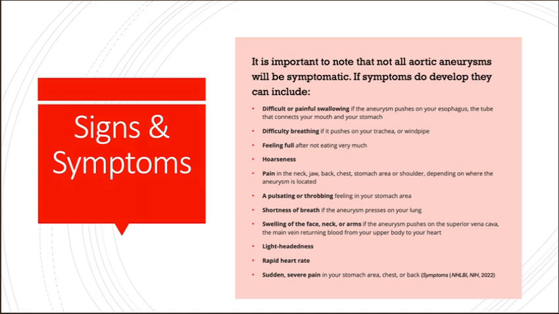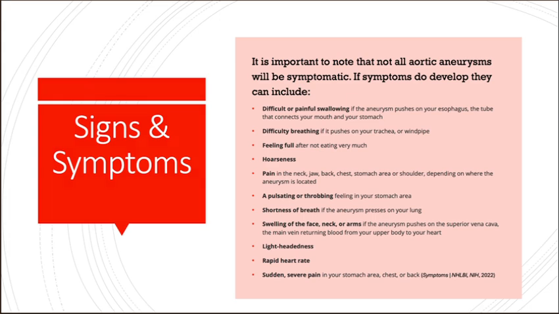Signs and symptoms of an aortic aneurysm can be difficult to identify sometimes because they're rather vague in the initial stages. So, some things that we may see from patients who are experiencing an aortic aneurysm include difficulty or painful swallowing. This is especially prevalent if the aneurysm is pushing against the esophagus, which is the tube that connects the mouth to the stomach. There's also the potential to have difficulty breathing.